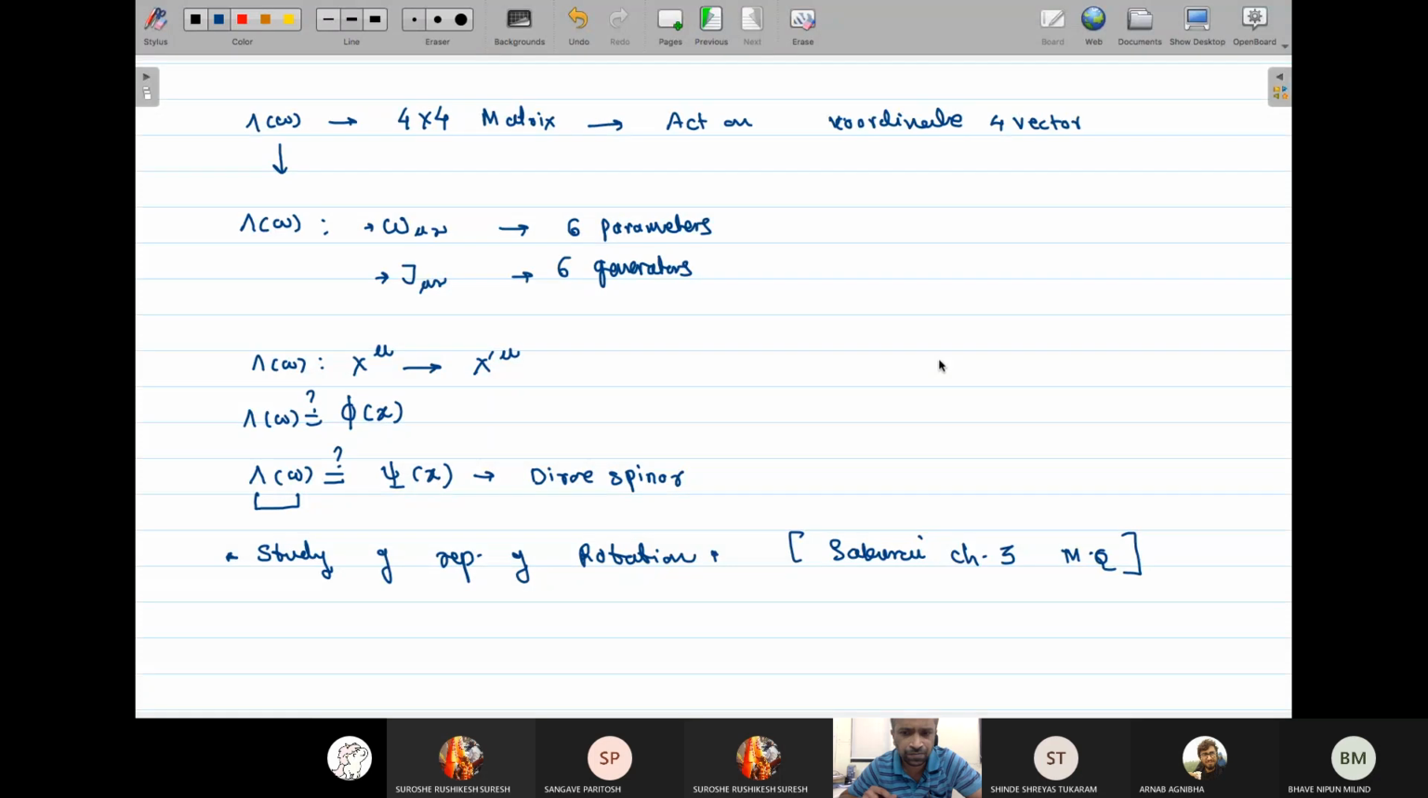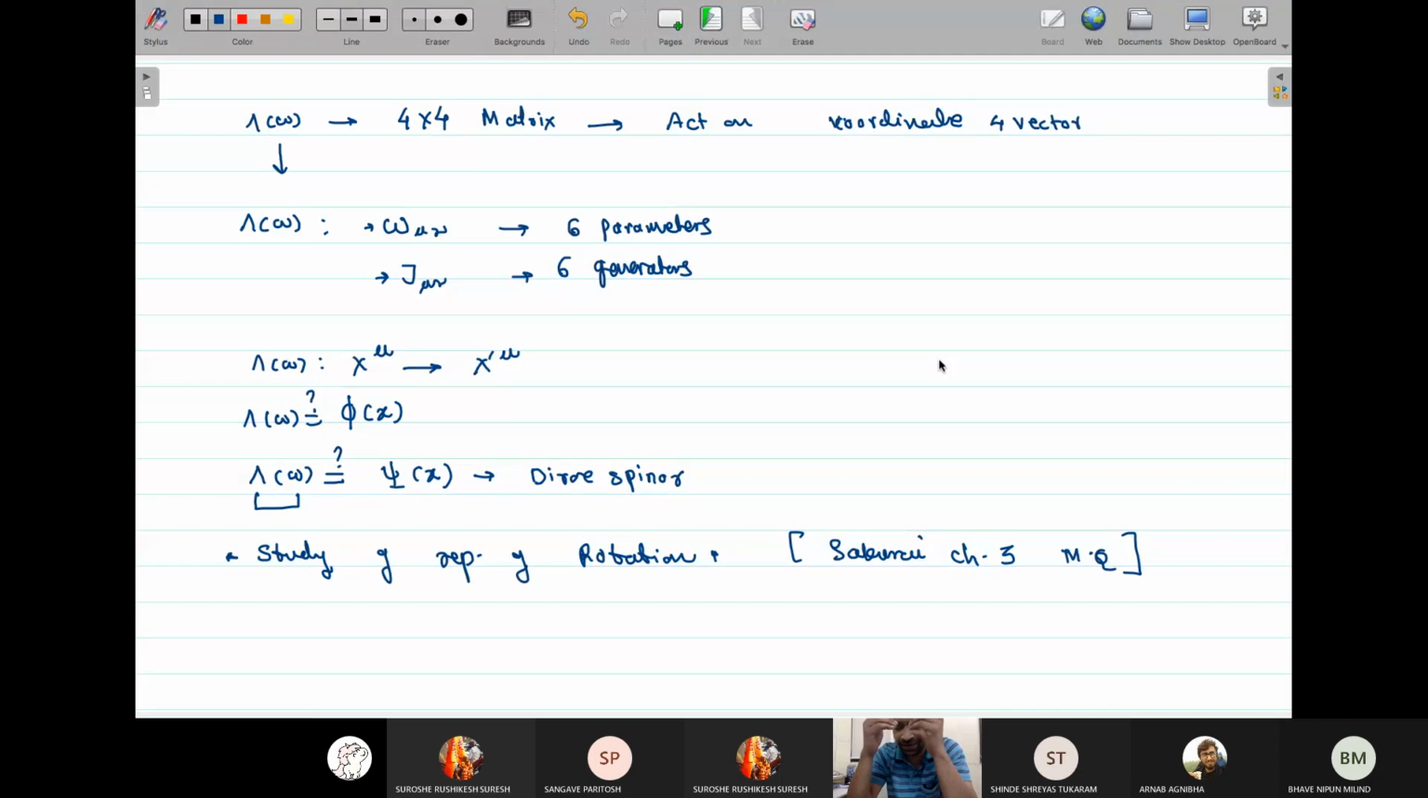Okay, fine. So this is just revision of our previous 2-3 classes. Now the plan is that I will discuss the representations of the Lorentz group. Then I will see how the Dirac equation comes from this group theory point of view, and then we will go to fields.